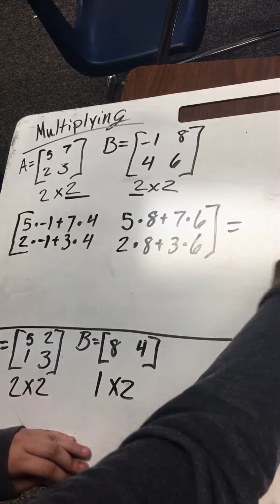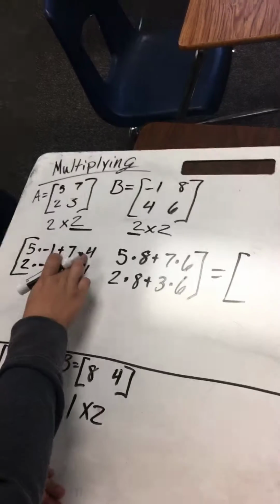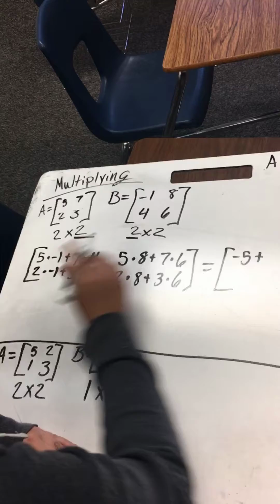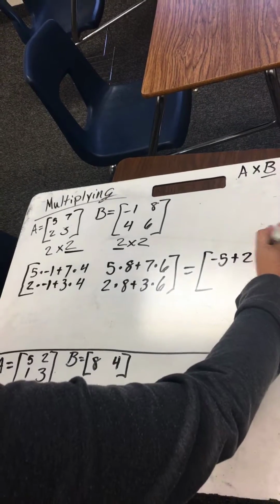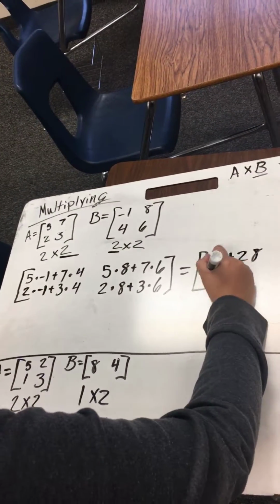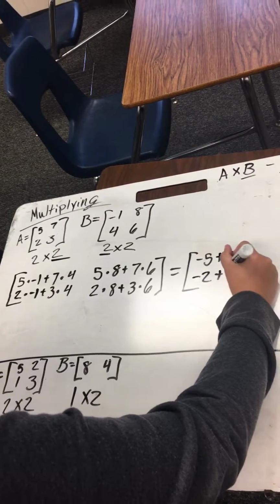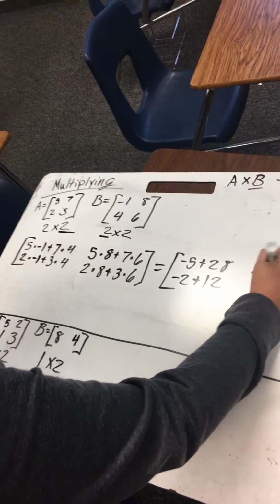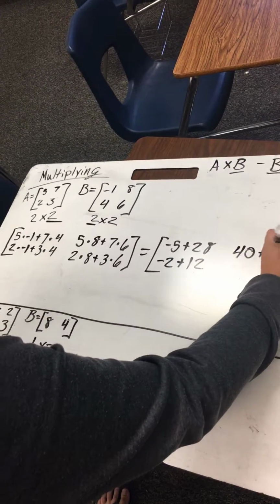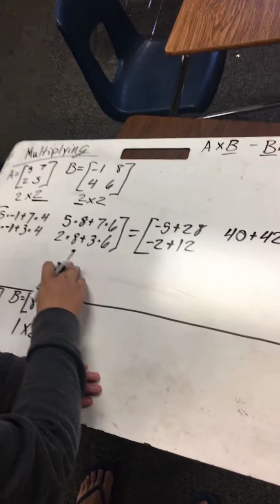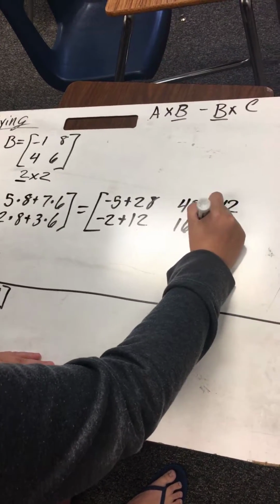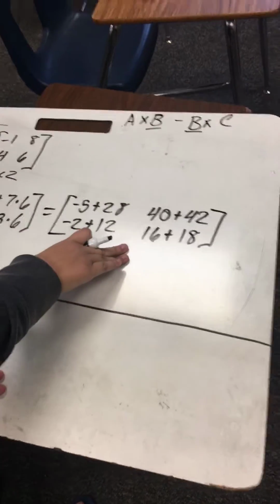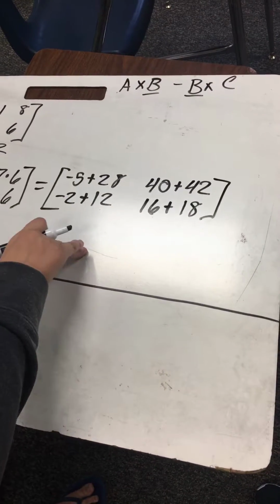So what you would do next is start multiplying. So 5 times -1 is -5 plus 7 times 4, 28. 2 times -1, -2 plus 3 times 4, 12. 5 times 8 is 40 plus 7 times 6, 42. Then you have 2 times 8, 16 plus 3 times 6, 18. That will start leading you to the process of what you need to get your final answer.